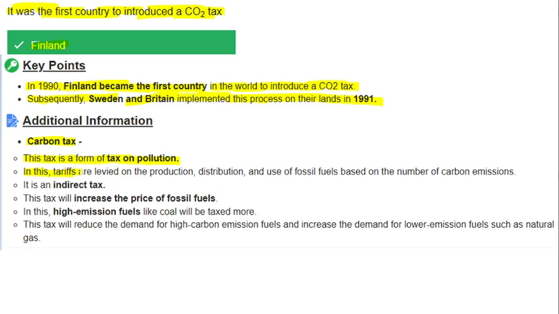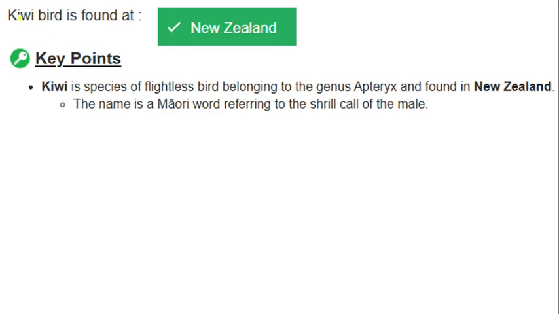In this, tariffs are levied on the production, distribution, and use of fossil fuels based on the amount of carbon emissions. It is an indirect tax. This tax will increase the price of fossil fuels. In this, high emission fuels like coal will be taxed more. This tax will reduce the demand for high carbon emission fuels and increase the demand for lower emission fuels such as natural gas.